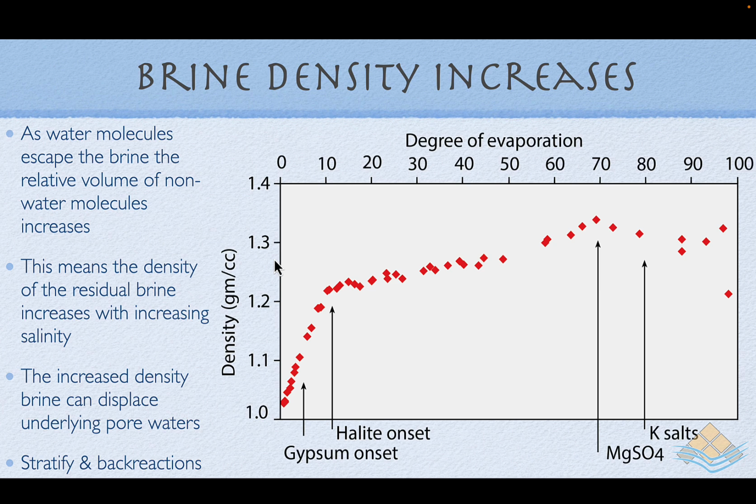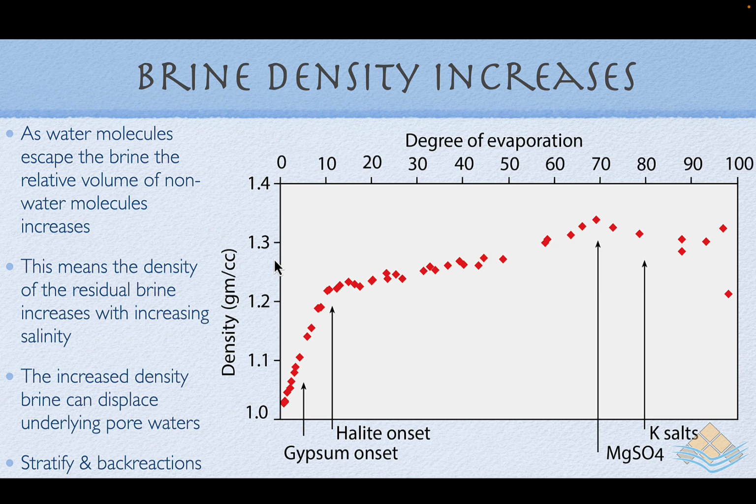By the time we get to the bittern salts, the magnesium sulfate and the potassium chloride salts coming out of seawater, we have a degree of evaporation of around 70 to 80, and we have densities in excess of 1.3. That, by the way, is the density of some of the mineral phases, or not much less than some of the mineral phases that are coming out of that solution. The rule is, as our salinity increases, the density is increasing in any brine, be it a marine water, as I've demonstrated here, or a non-marine water.